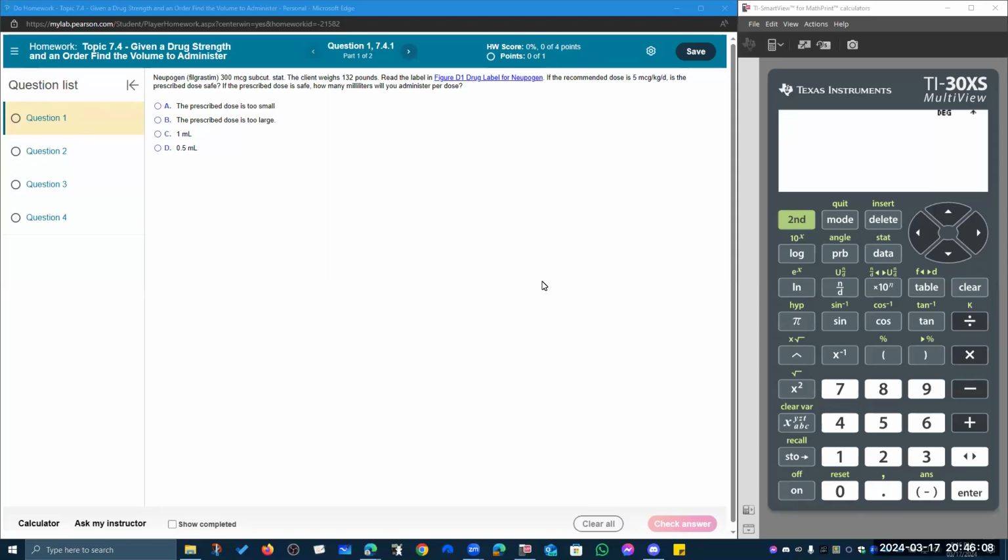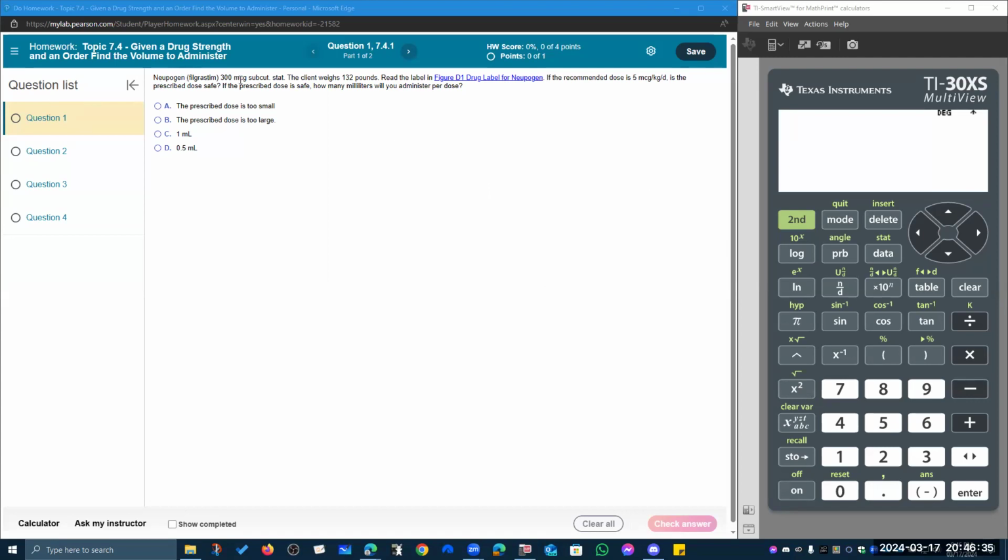In this video, we're going to talk about topic 7.4. Given a drug strength and an order, find the volume to administer. We're going to have labels that we have to click on the pop-ups to open, so we're working these problems directly in MyLab. I've also got my scientific calculator off to the side so we can take care of some of the conversions that we're going to need to make.